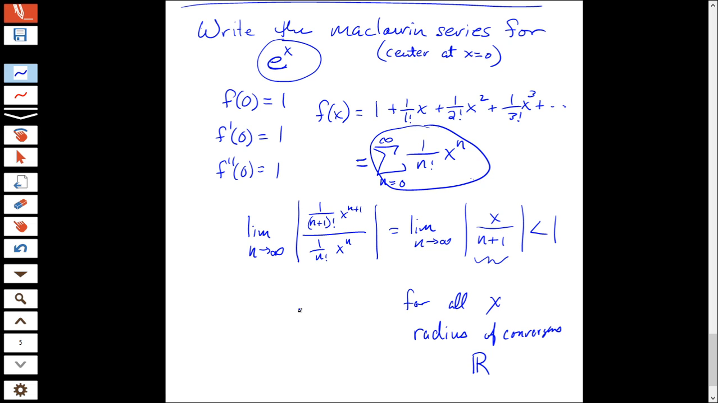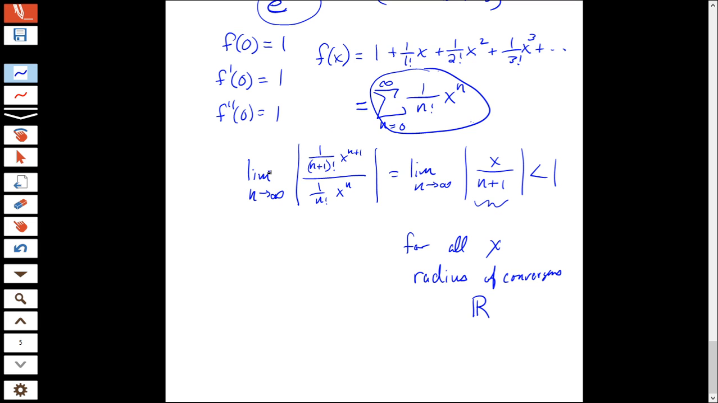I'm going to do one more series to show you guys how to find a Maclaurin series. This time, we're going to find the Maclaurin series for sine of x. Let me just add another page on here. So, first of all, f of 0 is 0.